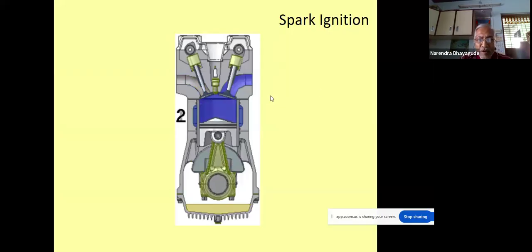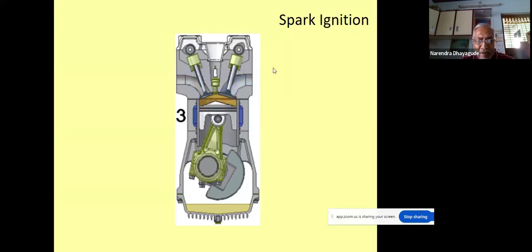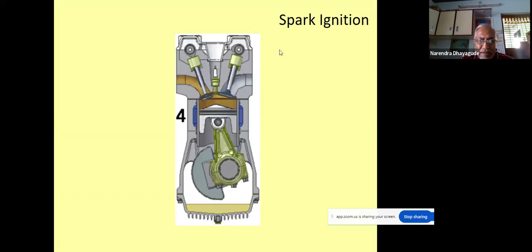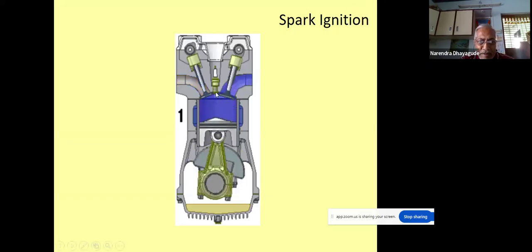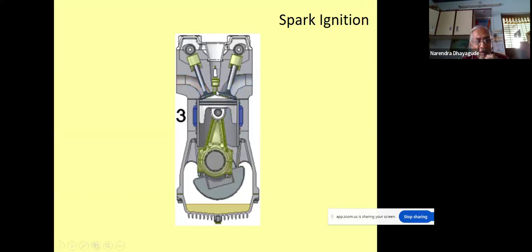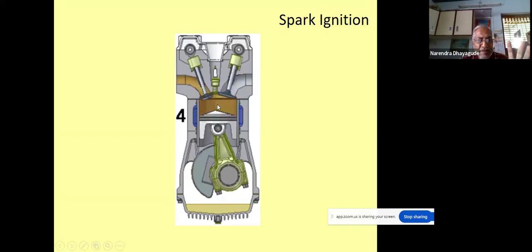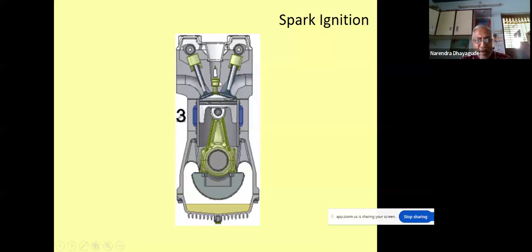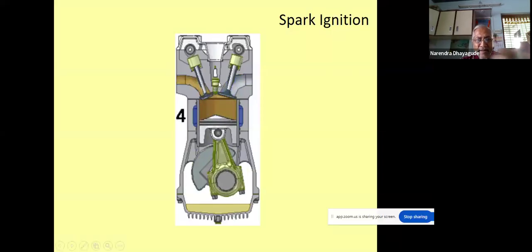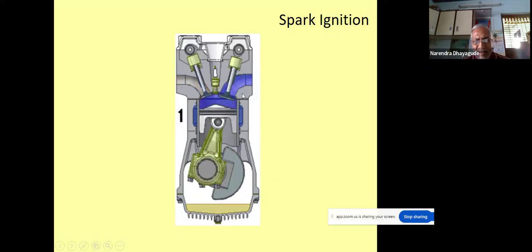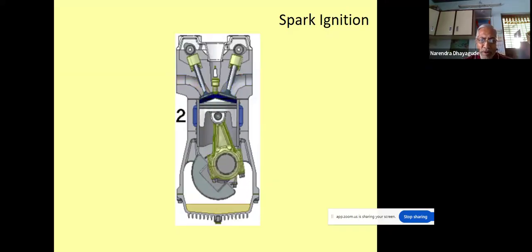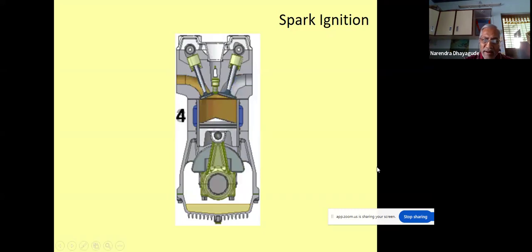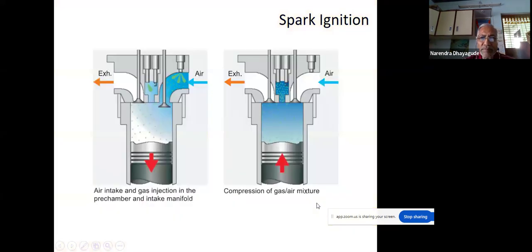Now in gas engines, what happens? Instead of diesel directly, the gas is injected and there is a spark plug. So whatever gas mixture is there, gas plus air mixture, after compression, it is ignited and this cycle continues. Again, the same thing: induction, compression, ignition, and exhaust. This is a total schematic of this spark plug engine.